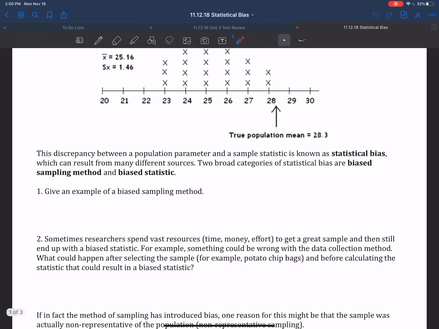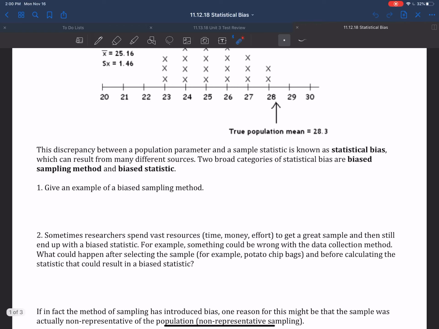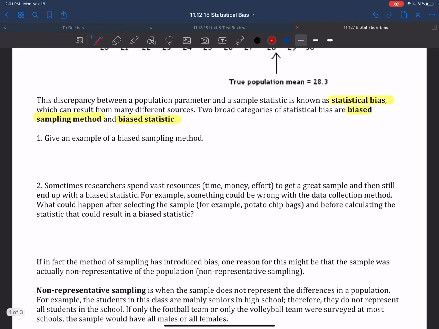So this discrepancy between a population parameter and a sample statistic is known as statistical bias, which can result from many different sources. Two broad categories of statistical bias are biased sampling methods and biased statistic. So it says, give an example of a biased sampling method.